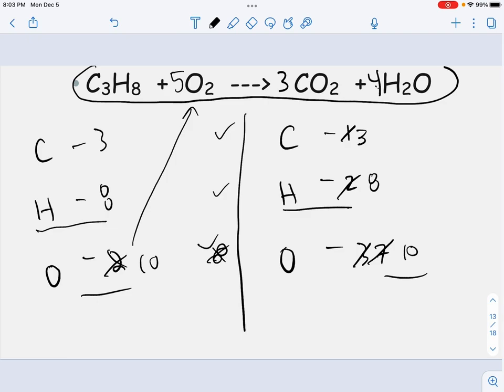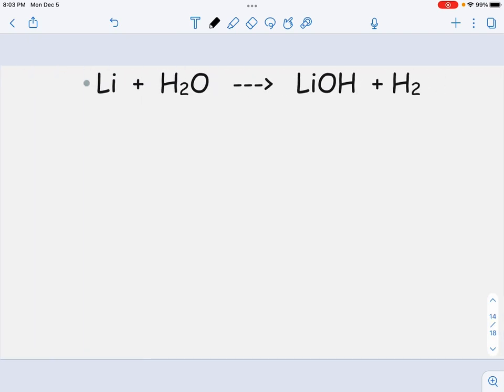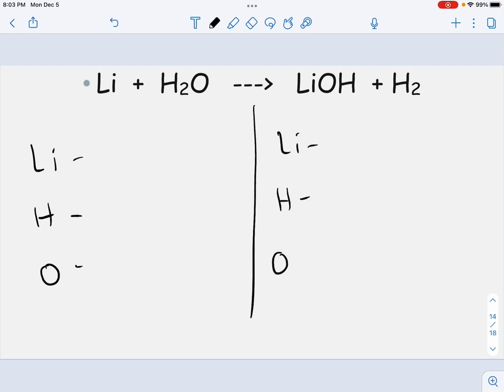All right, so let's move on to the next one. So we have lithium plus H2O produces lithium oxide plus hydrogen. This one's a little tricky and it goes against intuition, guys. A lot of this is just trial and error. So go ahead and label them on both sides.